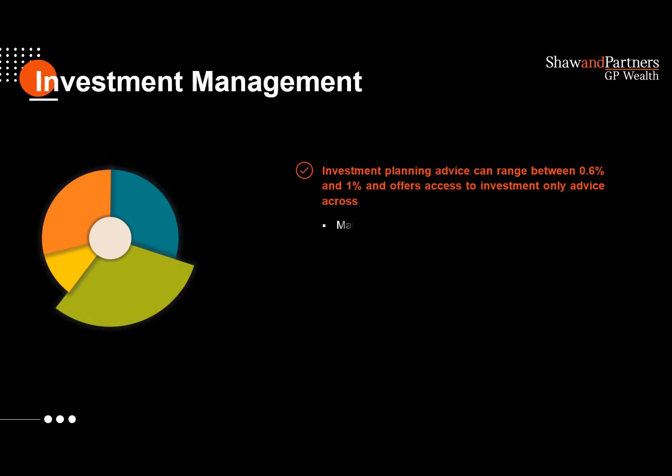When you look at investment management, if you're using a broker or a discretionary investment manager, you may also be seeing costs on top of your financial planning fees that can range between 0.6 to 1%, depending on your particular wealth plan. And again, that is applied on the total wealth that is being advised.